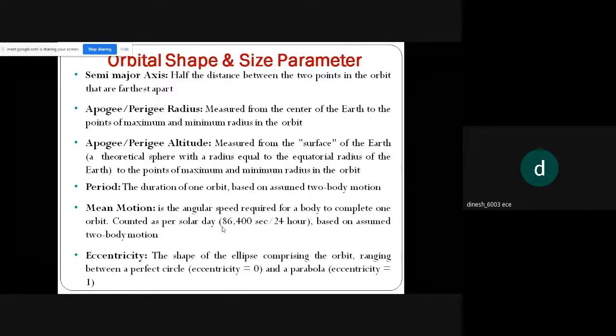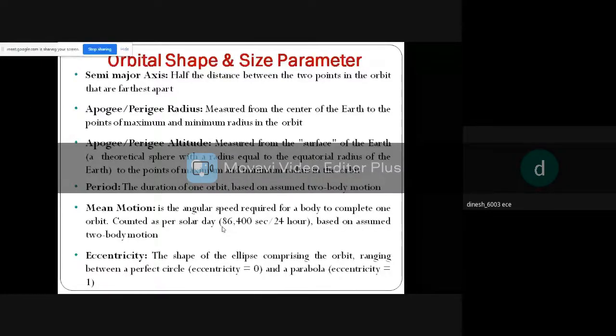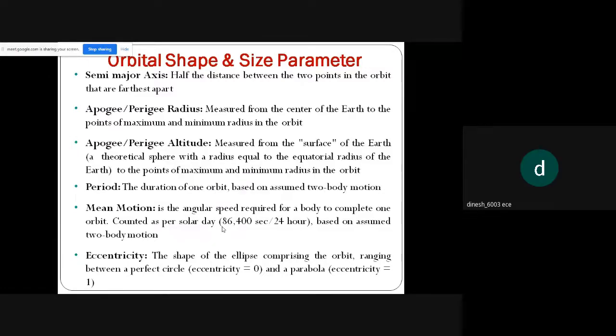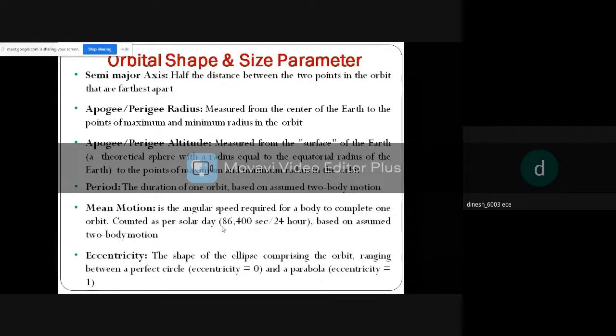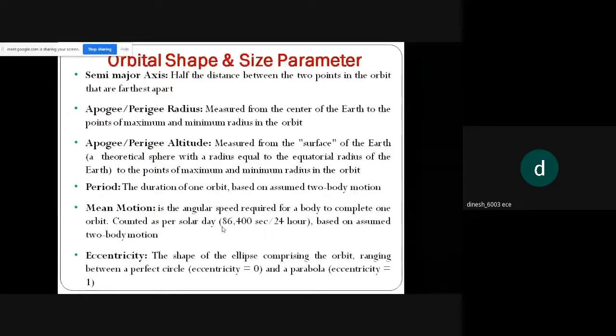Next parameter is eccentricity. Eccentricity is the shape of the ellipse. When the eccentricity is 0, the shape is a perfect circle. And if the eccentricity is 1, then it is a parabolic fashion.